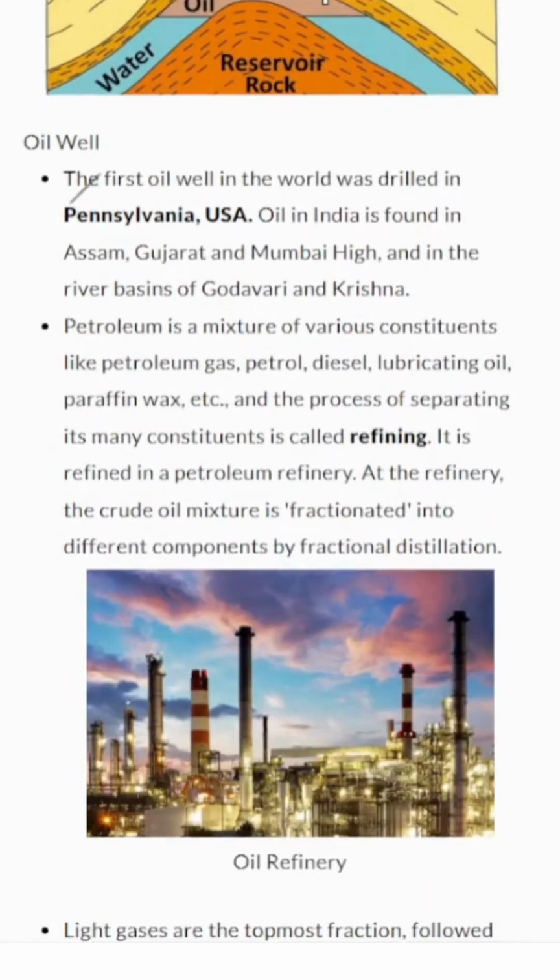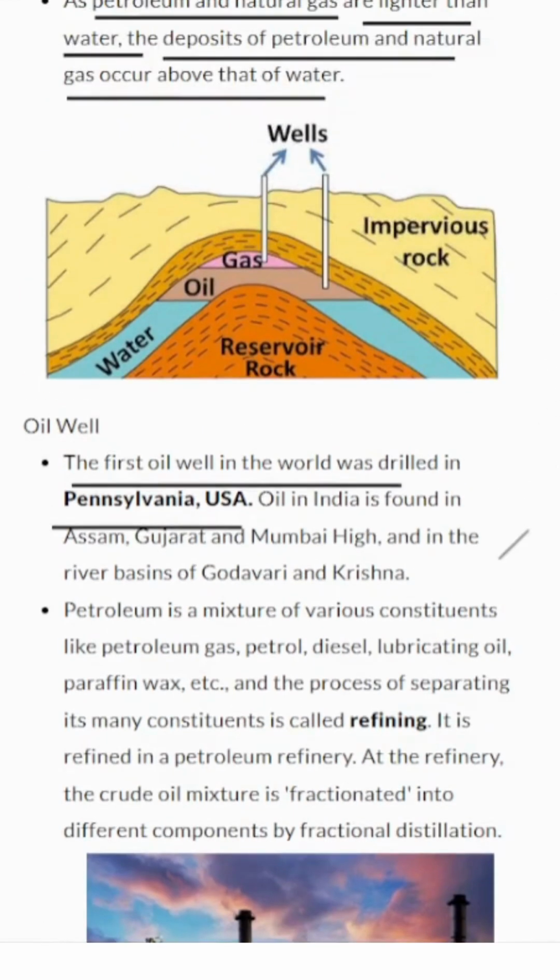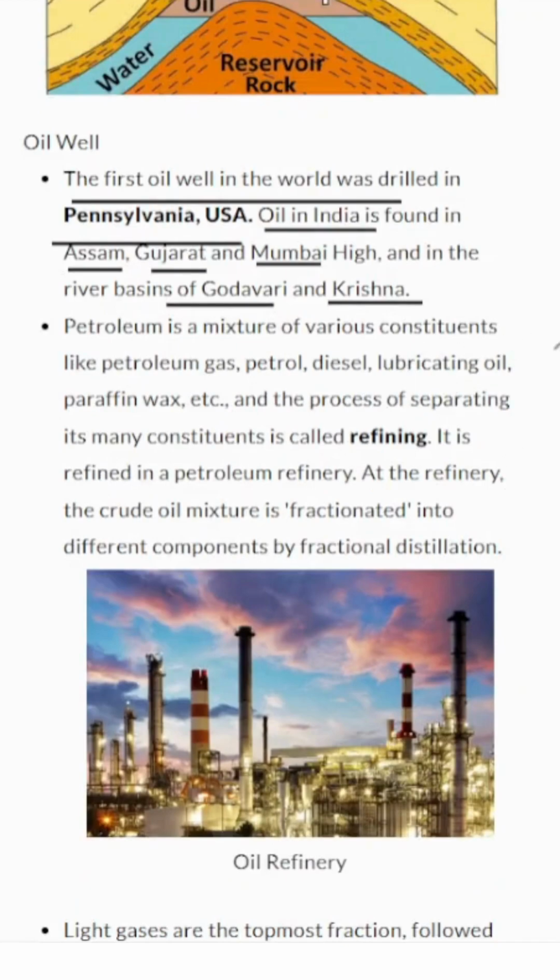The world's first oil well was drilled in Pennsylvania, USA, marking the beginning of the global petroleum industry. In India, we have petroleum deposits in places like Assam, Gujarat, Mumbai High, and in the river basins of Godavari and Krishna. Now, let's take a closer look at petroleum's composition and how it's processed.